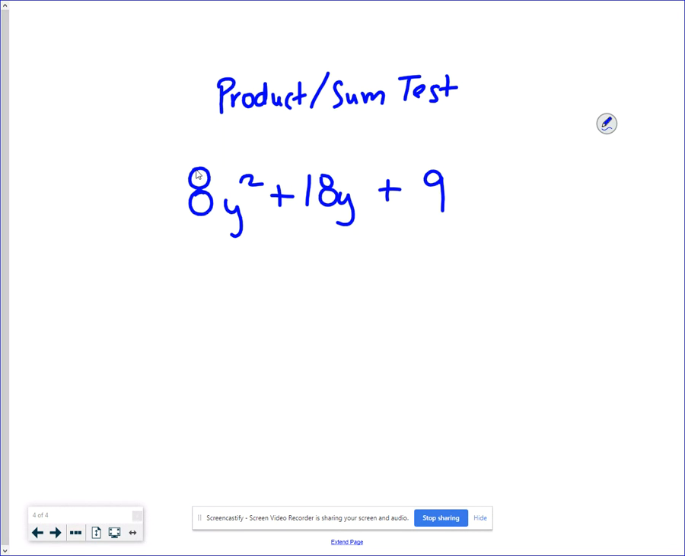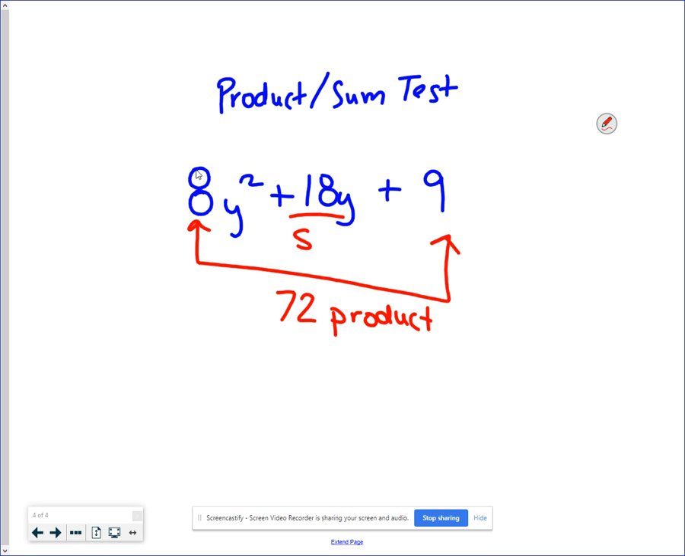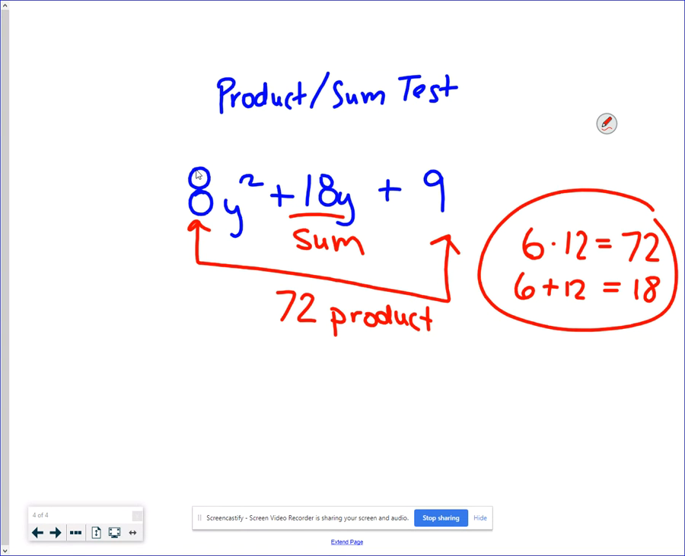So the product sum test, what you do is you multiply the first term times the last term. 8 times 9 is 72. You call that your product. The middle term is your sum. So you want to ask yourself, are there two numbers that multiply to 72 and add to be 18? If you can answer yes to this, you can factor it. And we can. The two numbers are 6 and 12. 6 times 12 is 72. 6 plus 12 is 18. So it can be factored.